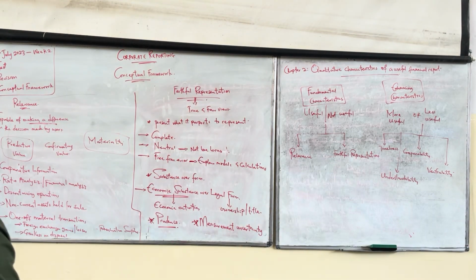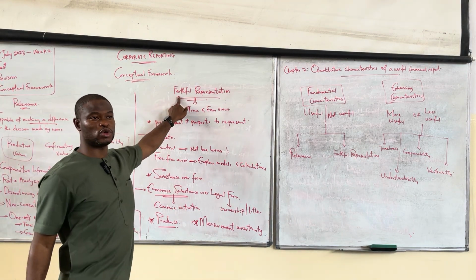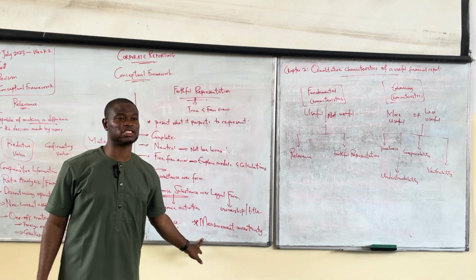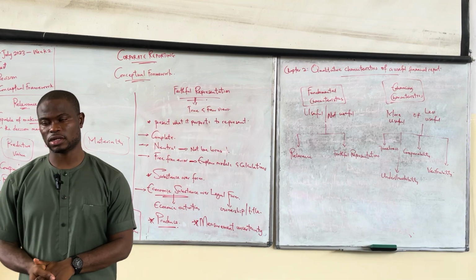So that's the story behind measurement uncertainty. What I've said in total is that measurements using estimates create what we call measurement uncertainty. And we have to ensure that we replace the ones that have a high level of measurement uncertainty with the ones that have low level of measurement uncertainty. It's important for faithful representation. And if you cannot replace it, ensure you disclose it separately in your books.